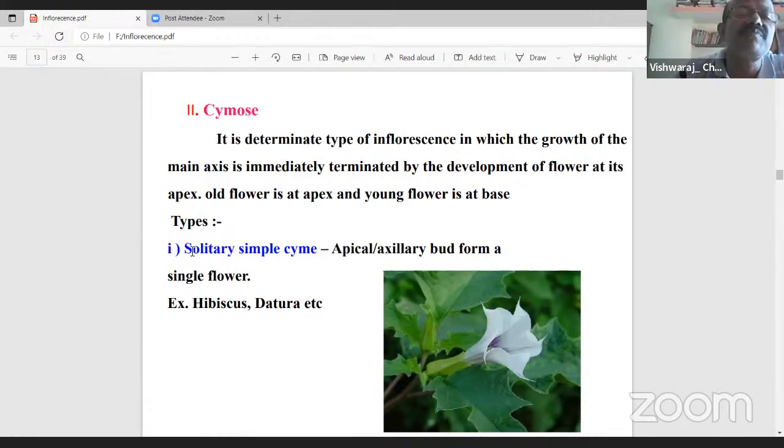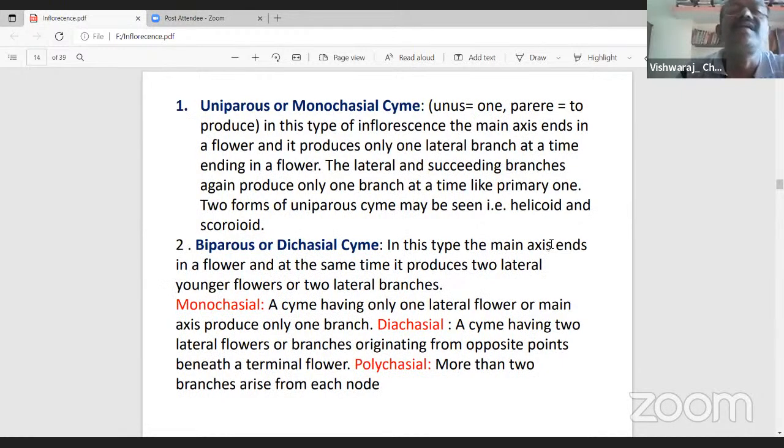Types of cymose inflorescence: solitary, simple cyme. In terminology, we have seen solitary means a single flower. The example is Dhatura, Hibiscus rosa-sinensis, Jasvand. This Dhatura is a single flower, from an apical or axillary bud.